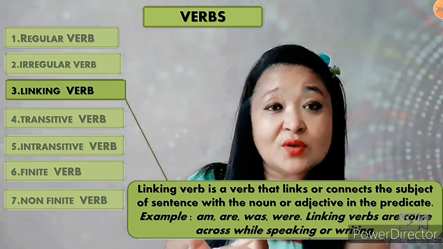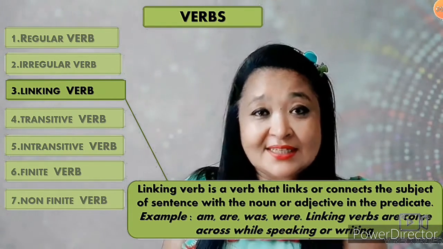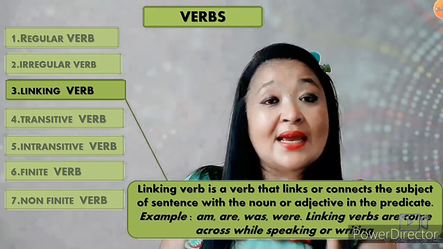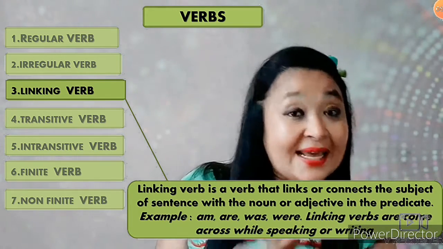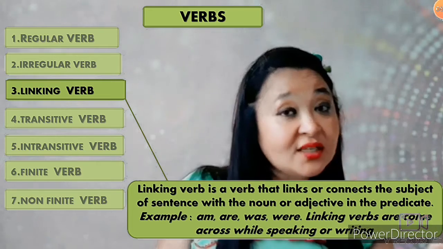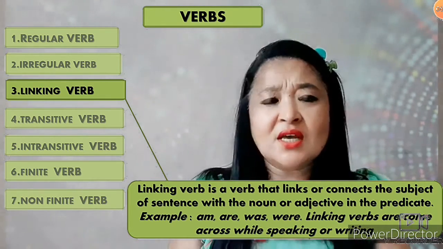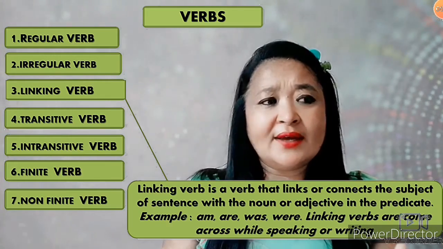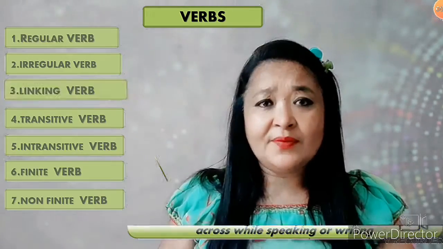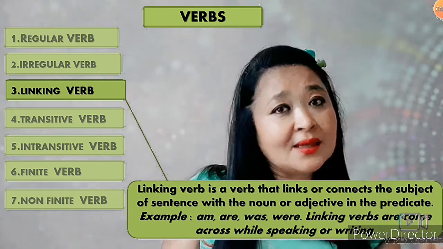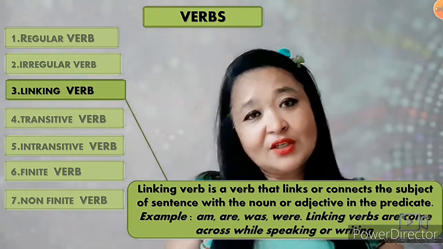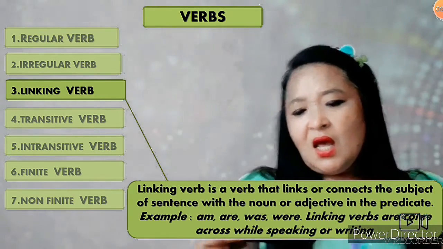But a predicate also may contain a pronoun or a noun, isn't it? Okay, so what is a linking verb? A linking verb is a verb that links or connects the subject with the noun or pronoun in the predicate. Okay, in short, it acts like a bridge between the subject and the predicate. Understood? Right. Okay.